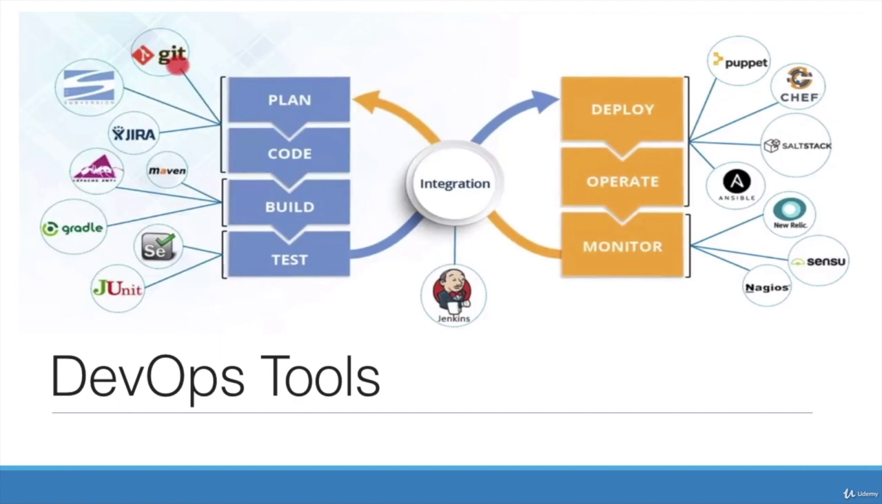Then we have continuous deployment and monitoring. For that we have tools like Ansible, Puppet, Chef, and SaltStack. Then we have continuous monitoring, and we have New Relic, Sensu, and Nagios. This complete phase is basically called the DevOps phase, and these are the tools of the DevOps approach. So we are developing the project, building the project, testing it, deploying it, monitoring it, and again building it. So this is DevOps.